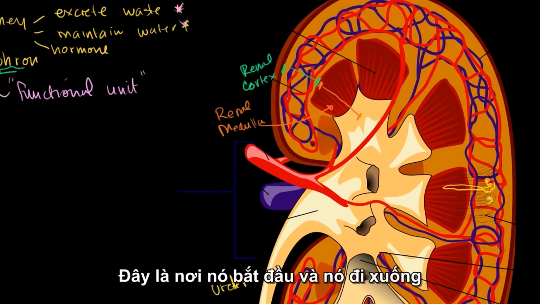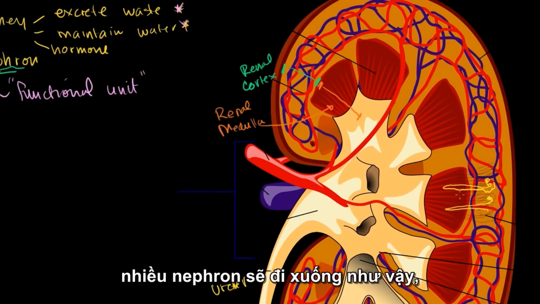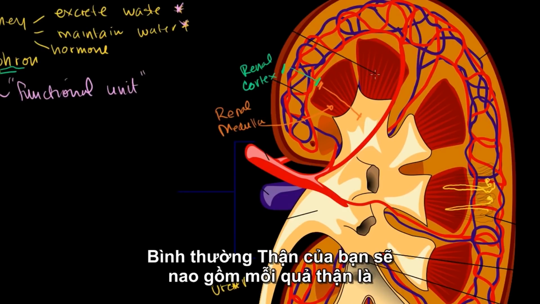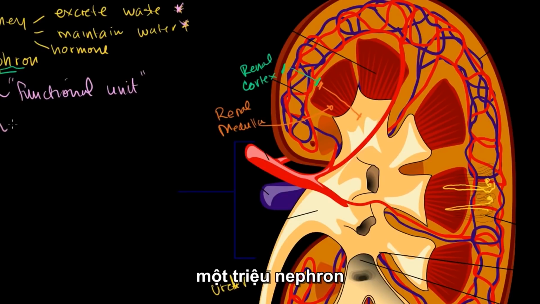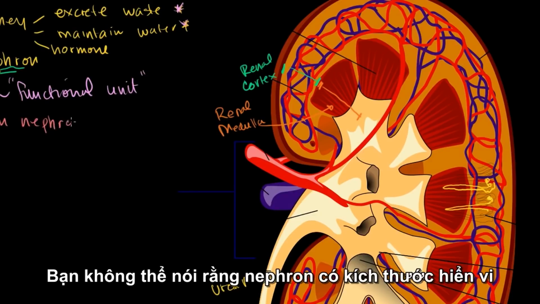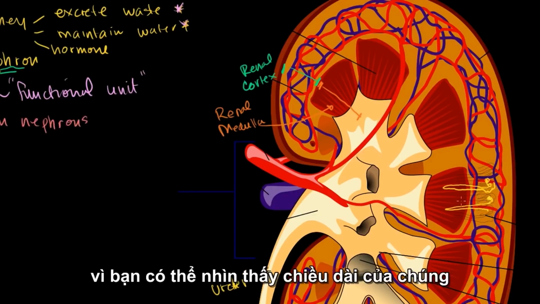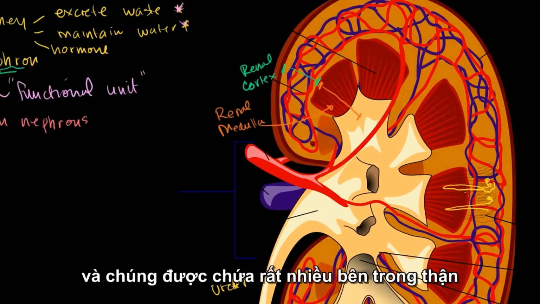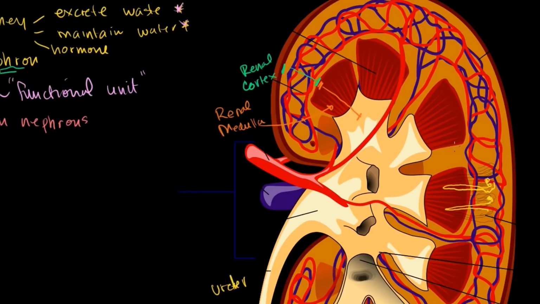It goes, this is where it starts, and then it dips down again. So multiple nephrons are going to keep doing that, but they're super thin. These tubes, or these tubules, maybe I should say, are super thin. And your average kidney will contain on the order of 1 million nephrons. 1 million nephrons. So even though you can't really say nephrons are microscopic, at least their length, when they dip down, you can say, oh, I can see that distance. You can still jam a lot of them inside of one kidney.